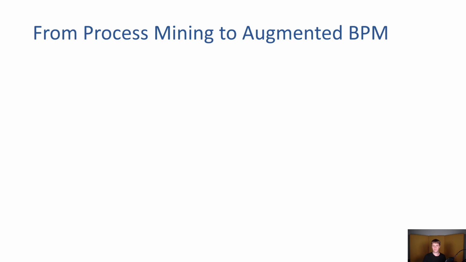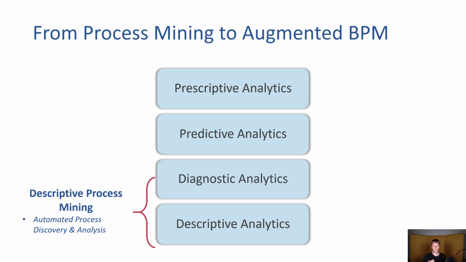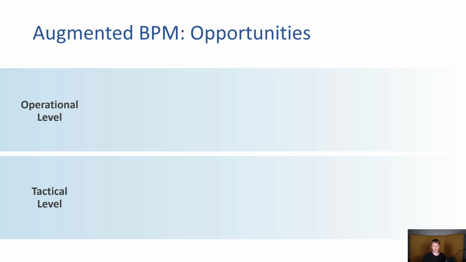To understand what we mean by augmented PPM, let's take a look at what types of analysis we can do with process mining techniques. Those usually fall into the categories of descriptive analytics, diagnostic analytics, predictive, and prescriptive analytics. The main brunt of this course has been focused on the first two, descriptive process mining, that is, automated process discovery and analysis. However, augmented PPM refers more to predictive and prescriptive process monitoring, and also digital twins and automated process improvement.